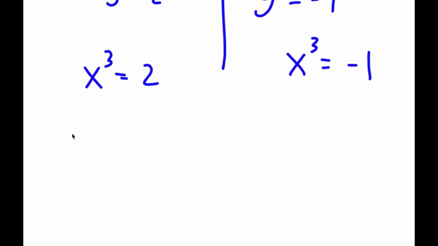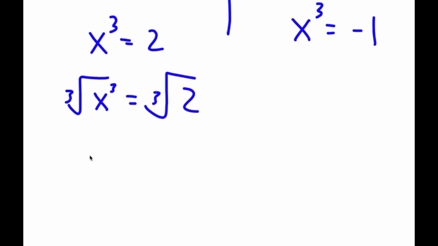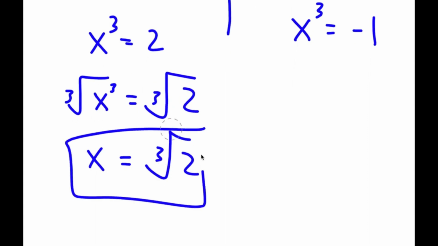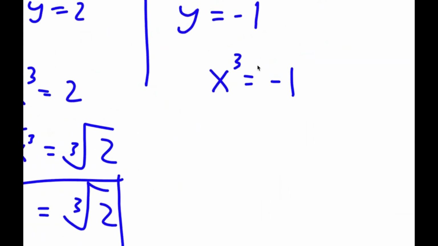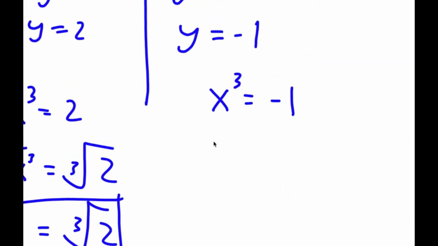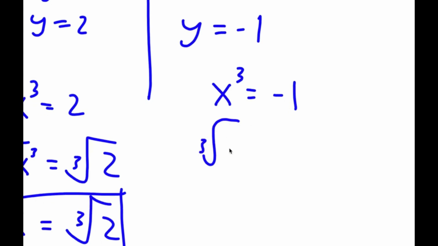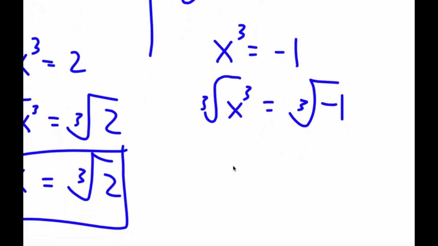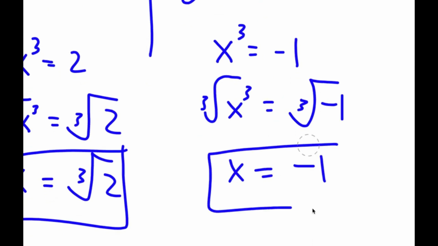So if x to the power of 3 equals 2, then I'm going to take the cube root on both sides. The cube root of x to the power of 3 is x, so I have x is equal to the cube root of 2. So that's one solution of x. And now for x to the power of 3 equals negative 1, again take the cube root on both sides. Cube root of x to the power of 3 is x, cube root of negative 1 is still negative 1.